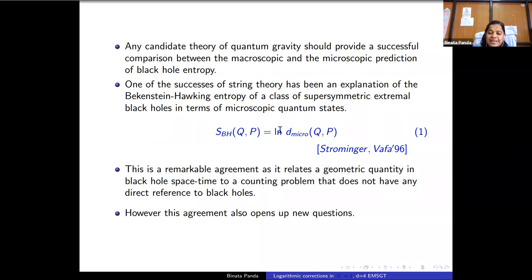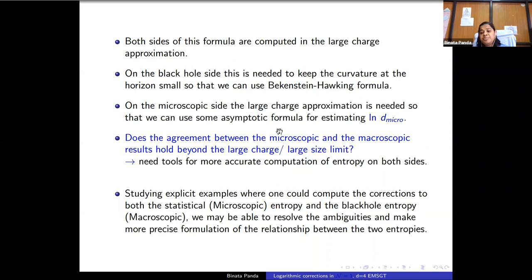The first question is, if you see both sides of the formula, even the Bekenstein-Hawking formula, it was derived in the low curvature approximation. So we basically kept the charges large. Both sides of those formulas are computed in the large charge approximation. On the macroscopic side, you also take the large charge approximation so that you can use some asymptotic formula to calculate this D, the degeneracy number.